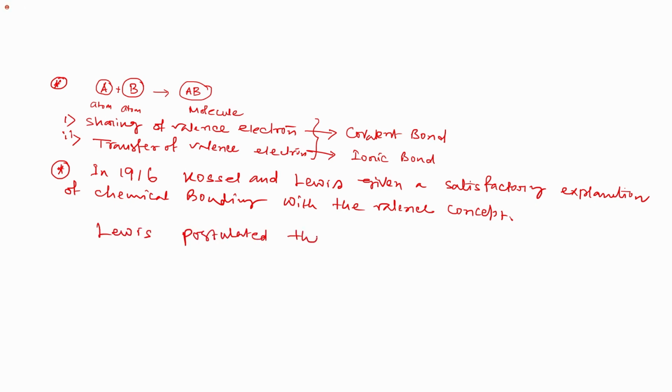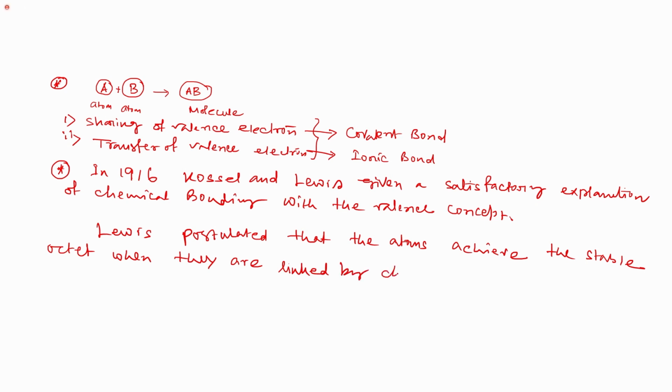Lewis postulated that atoms achieve a stable octet when they are linked by a chemical bond. For example, take Cl2, this molecule. Here a Cl atom is bonded to another Cl atom.